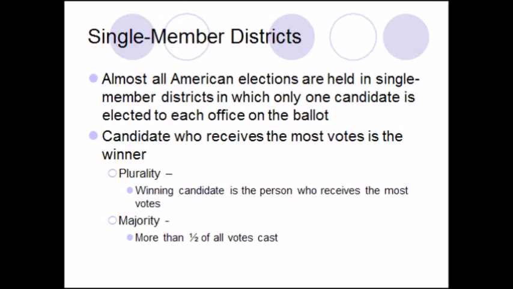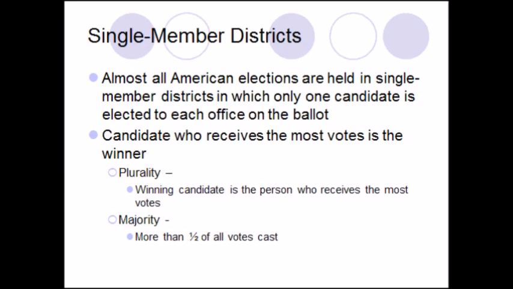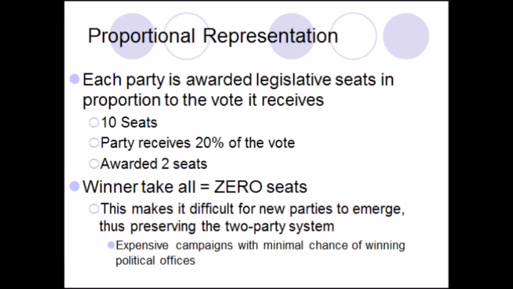So why does this 2-party system seem to last over the years? Well, almost all American elections are held in a single-member district in which only one candidate is elected to the office. The candidate who receives the most votes is the winner. Whereas in proportional representation, each party is awarded legislative seats in proportion to the vote it receives.